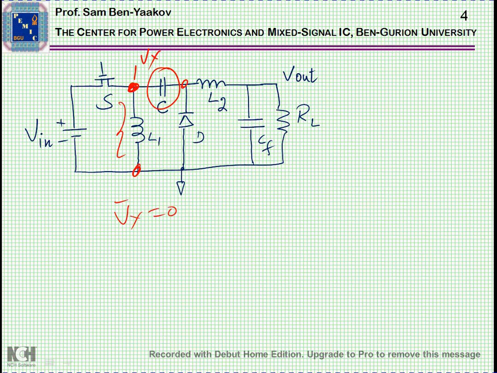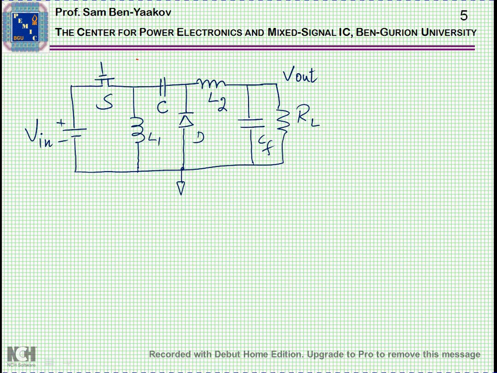Now I move to the next point, call it Vy. Again, L2 has an average voltage of zero. We have V out here, so consequently Vy average is V out. So we find that the capacitor is charged to V out with the polarity that I've just indicated. So this is really simple.